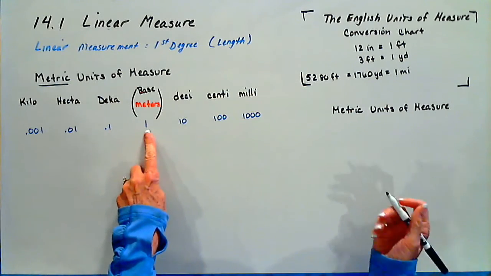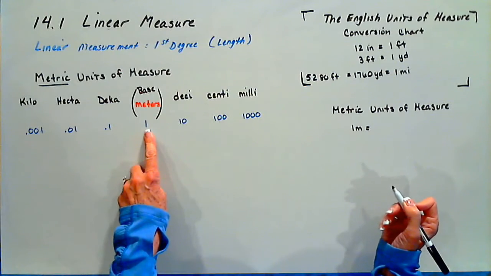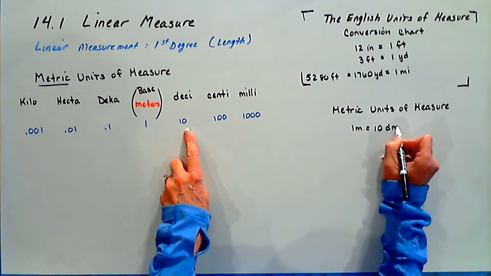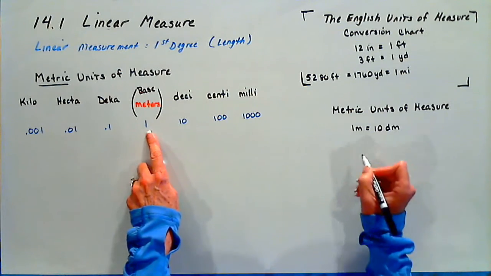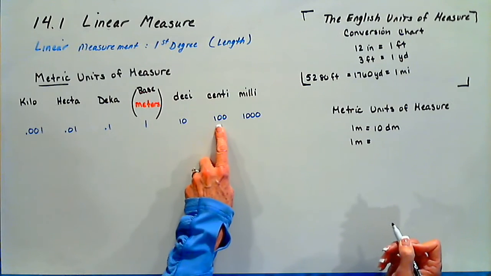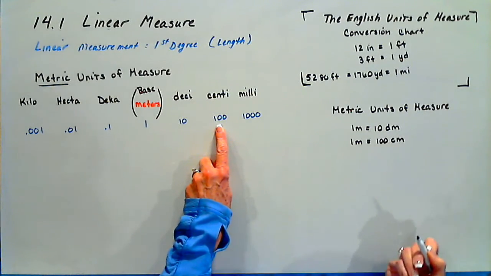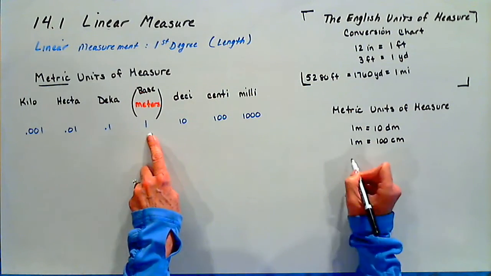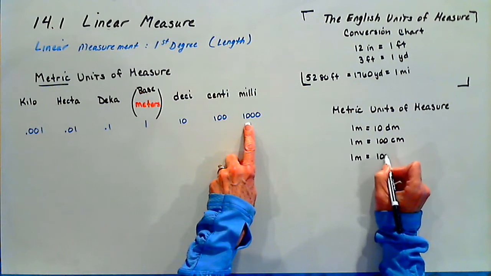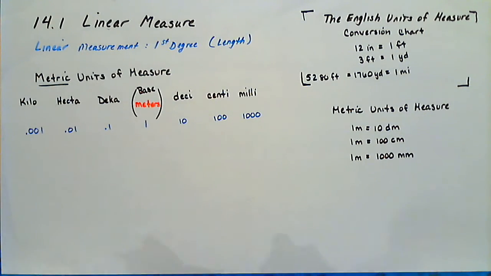So I started off with 1 meter each time. 1 meter is the same as, if I go 1 to the right, 10 decimeters. 1 meter is the same as, if I go 2 to the right, 100 centimeters. 1 meter, if I go 3 to the right, is the same as 1,000 millimeters.